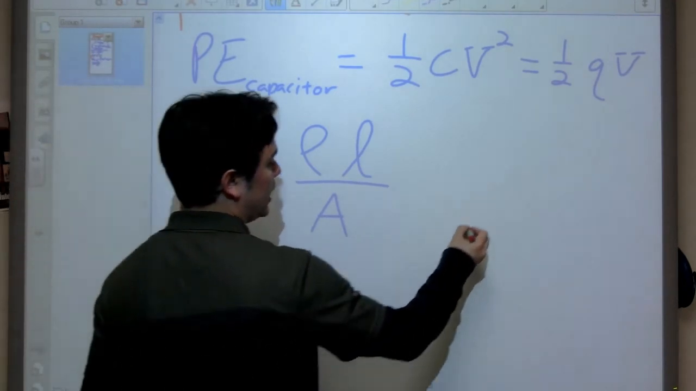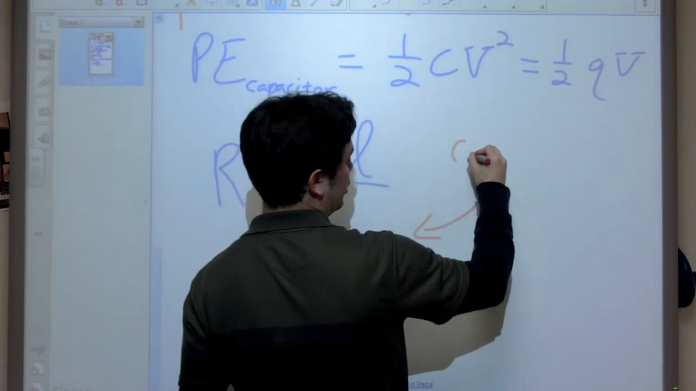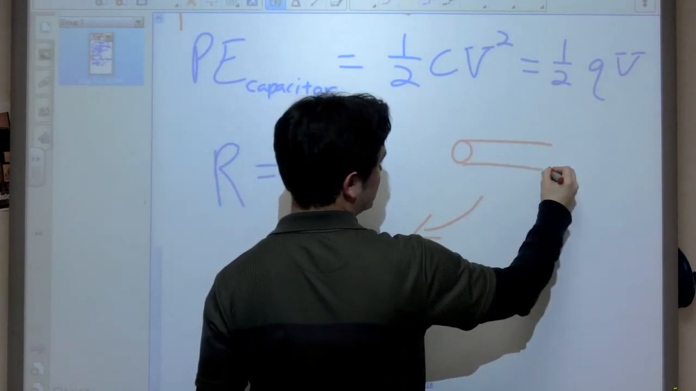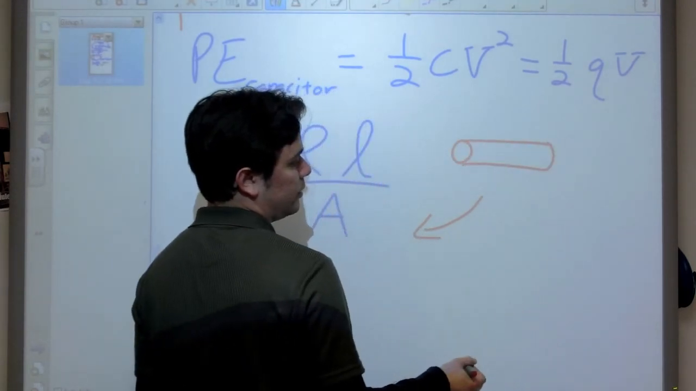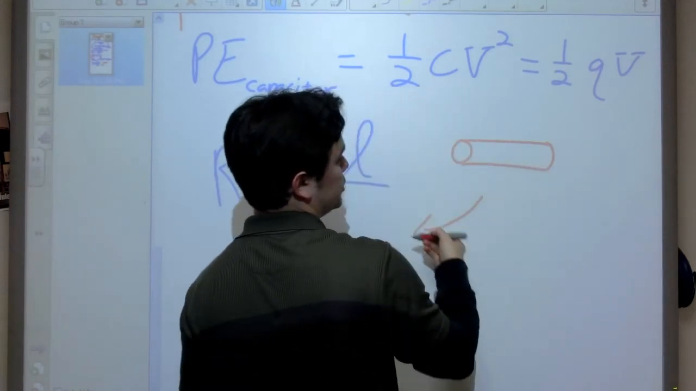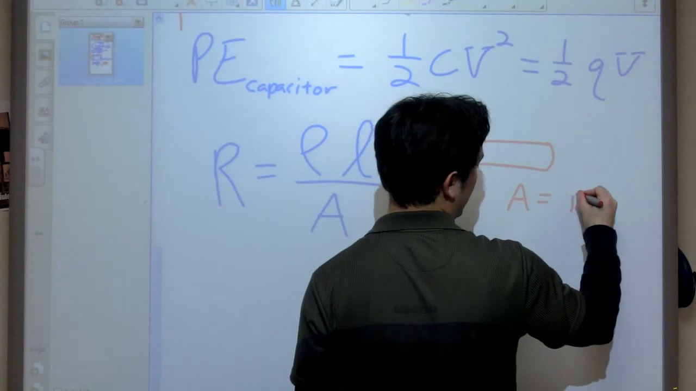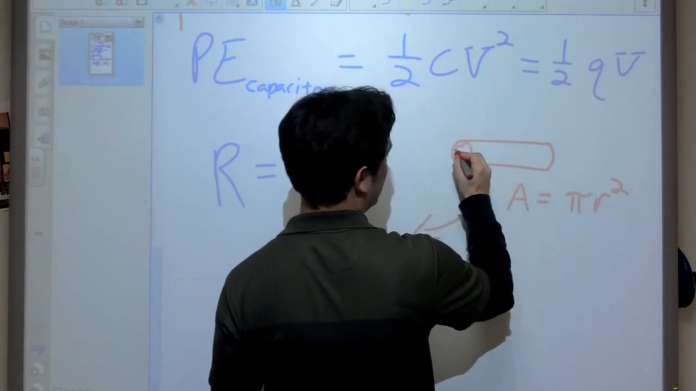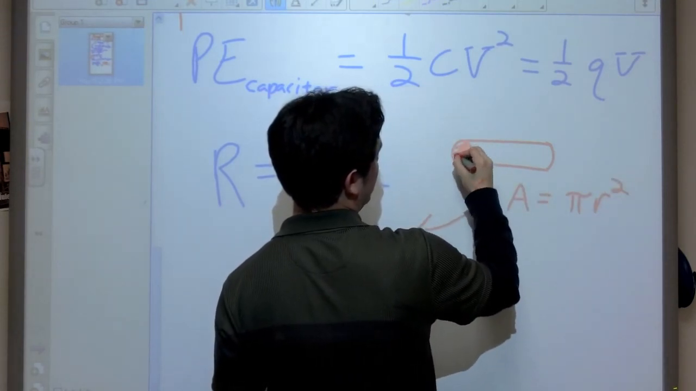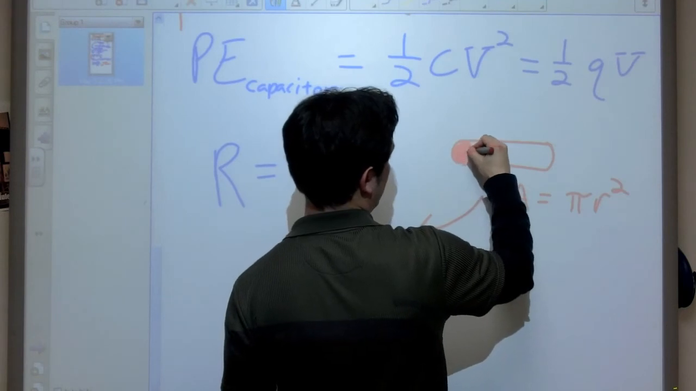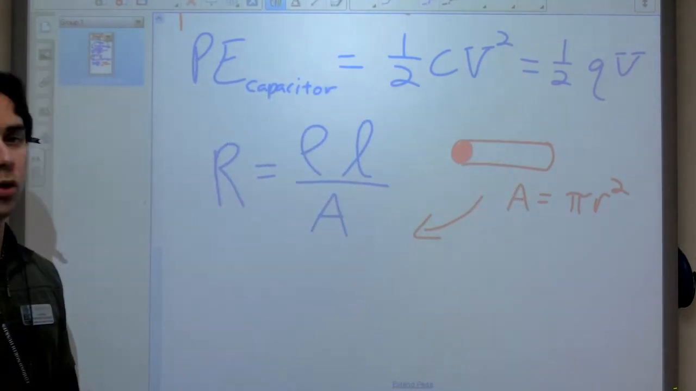Now, cross-sectional area, usually when you're dealing with a wire, you're actually dealing with something that is cylindrical, right? That's usually what we think of with a wire. It continues going this way and this way. And so your cross-sectional area is often going to be pi r squared. In other words, this area on your cylinder.